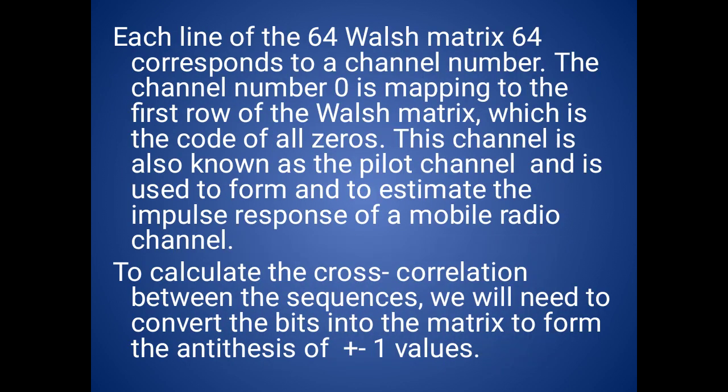Each line of the 64 Walsh matrix corresponds to a channel number. Channel number 0 maps to the first row of the Walsh matrix, which is the code of all zeros. This channel is also known as the pilot channel. That means the first row, first column digit is called the pilot channel and is used to form and to estimate the impulse response of the mobile radio channel. To calculate cross correlation between the sequences, we will need to convert bits into an antipodal form of plus or minus 1 values.